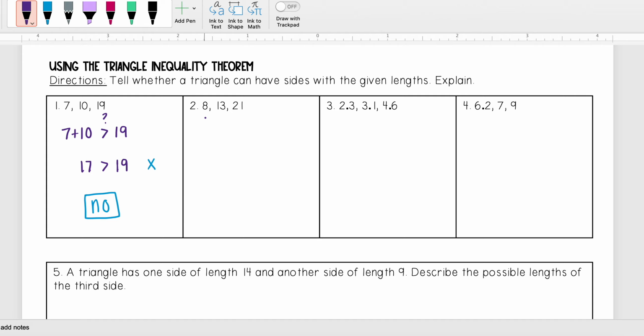Okay, let's try another one. Again, I'm going to take my two smallest sides. My two smallest are 8 and 13. I'm going to add those together, and my question is whether they are bigger than my longest side. Well, 8 plus 13, I get 21. Now you look at that statement and see whether that is true or not. 21 is greater than 21? Well, I know that 21 is equal to 21, but it is not bigger than 21. So this is a false statement, which means that the answer here is also no.